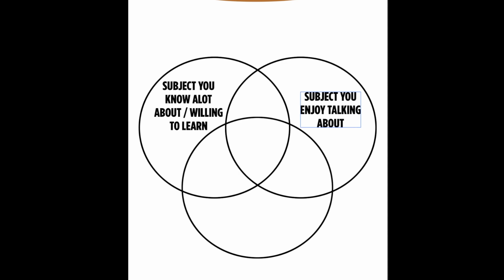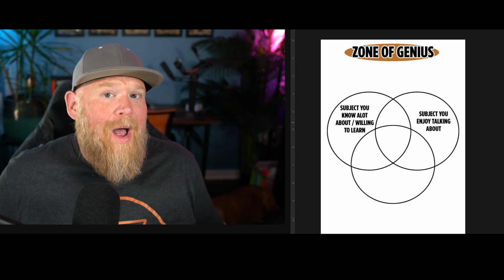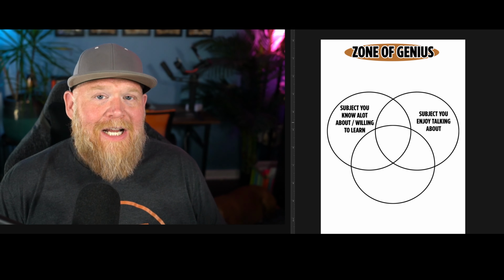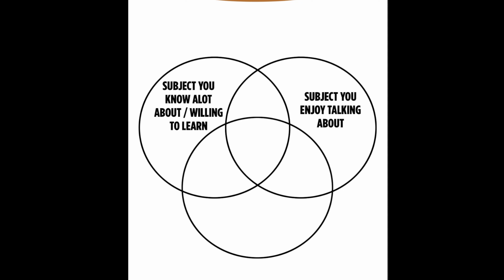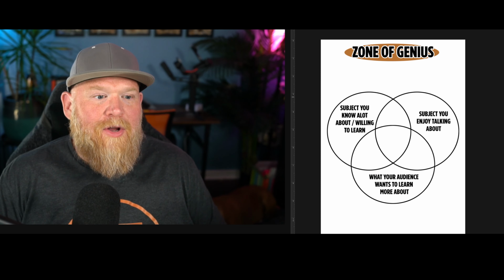The second circle is going to be something you really enjoy talking about. So the more you enjoy something, the more you're actually going to do it, as well as come off as more passionate when you talk about it. The last circle is what your audience is actually looking for, what they're going to Google to search for, and this is how they're going to find you.